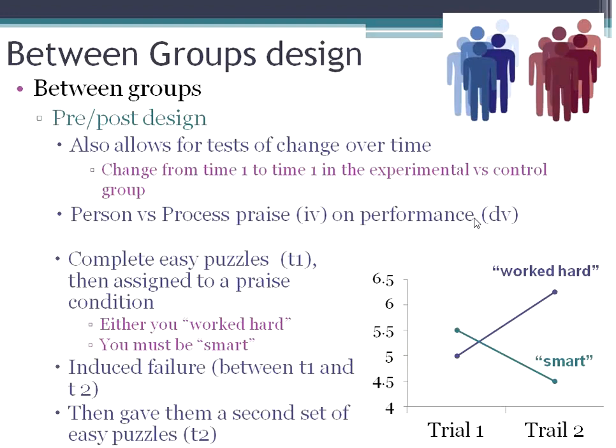On the other hand, the participants, the students in the worked hard condition, when they asked themselves, why did I do well? It's because I worked hard. Why did I fail? Well, I didn't work hard enough. And so they ended up working even harder on the second trial. So this is a really good example of this between groups pre-post design, right? We can see how these students are changing over time in these two experimental conditions as a result of our experimental manipulation.